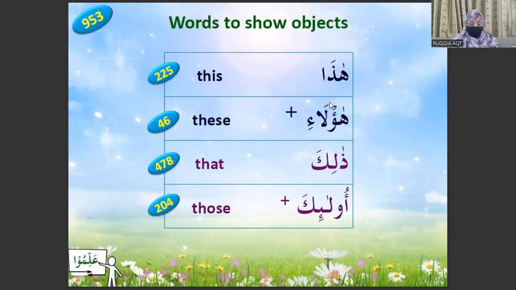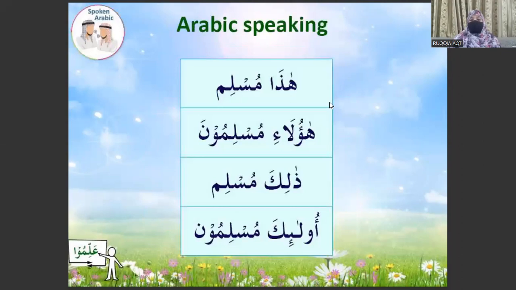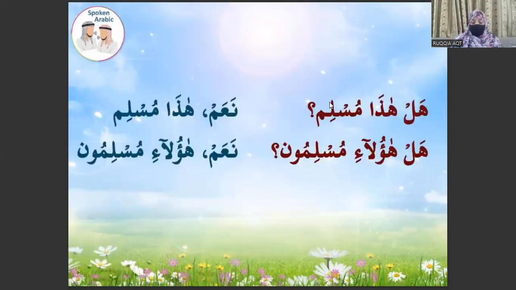do actions. Haza, this. Haulai, these. Zalika, that. Ulaika, those. Very good. In Arabic speaking, we say haza Muslim, but when we make the plural, haza changes to haulai, and Muslim to Muslimun. Haza Muslim, haulai Muslimun. Zalika Muslim, ulaika Muslimun. Okay, I will ask the question and Brother Tahir will answer me.